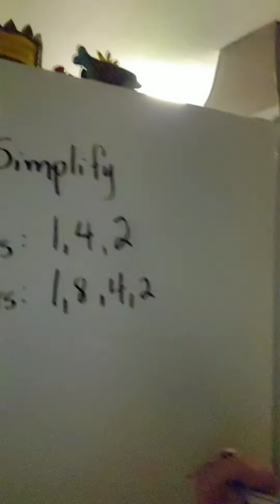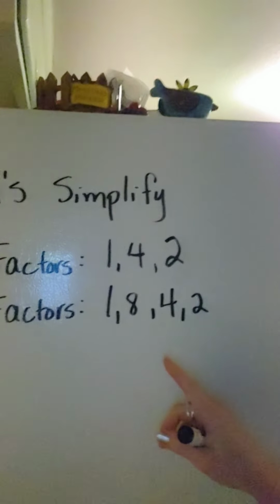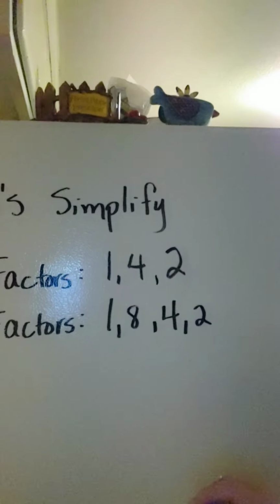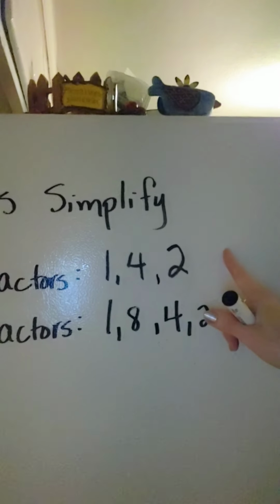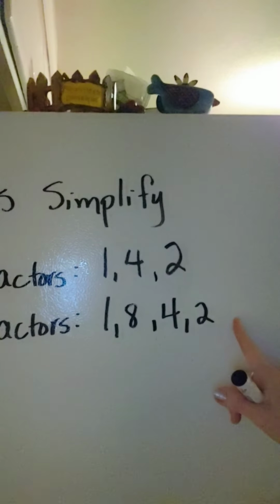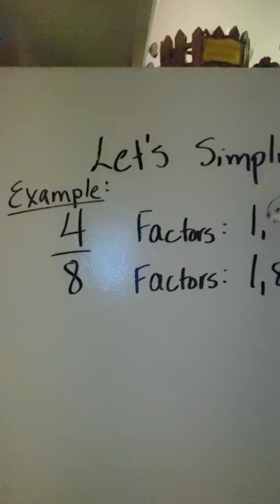So step 2 now is to find the greatest common factor. So let's look at our list of factors for 4 and for 8. We see a lot of common factors, don't we? We see 1, we see 2, we see 4 in both the list for the numerator and the list for the denominator. But we're looking for the greatest common factor. So which one do we circle? You're right. We circle the 4.